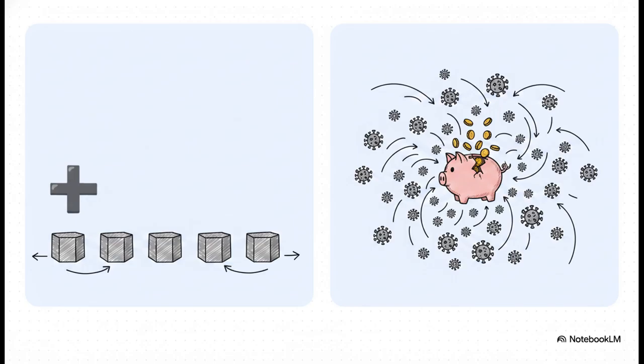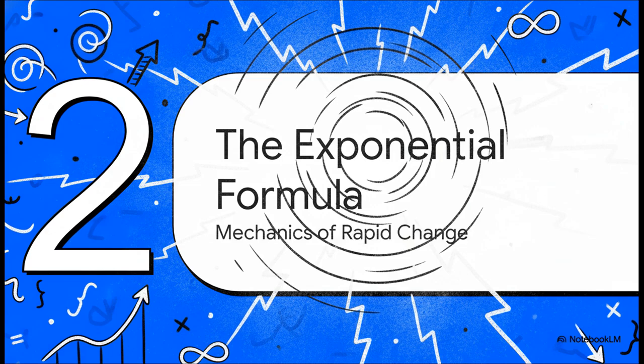The absolute secret here is that you aren't just adding anymore, you are compounding. A virus spreads by doubling or tripling its hosts. Your savings account earns interest on the interest. We are stepping completely out of the slow world of addition and diving headfirst into the world of multiplication. Okay, moving to Section 2, the exponential formula, the mechanics of rapid change.